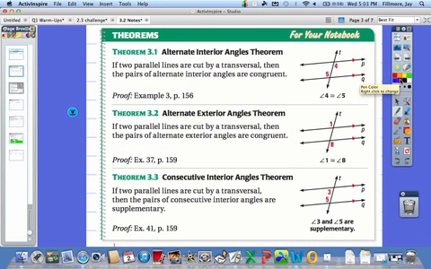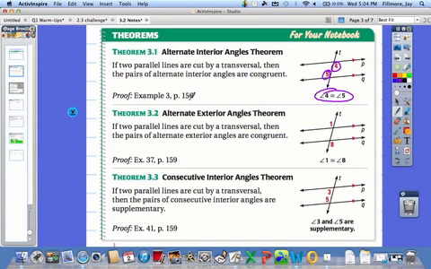The three other angle pairs we talked about, alternate interiors, alternate exteriors, and consecutive or same side interiors, also have special relationships. Alternate interiors, the theorem 3.1 says that they are going to be congruent. So alternate interior angles are always congruent, just like corresponding angles. Since it's a theorem, there is a proof, and the proof is located as example 3 on page 156 if you'd like to take a look at it.